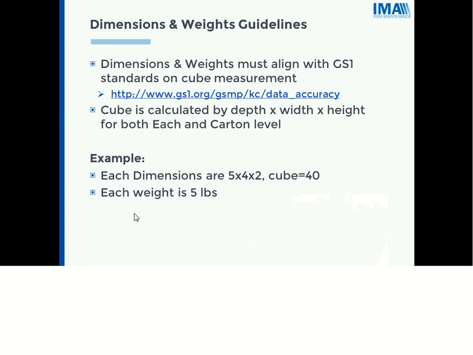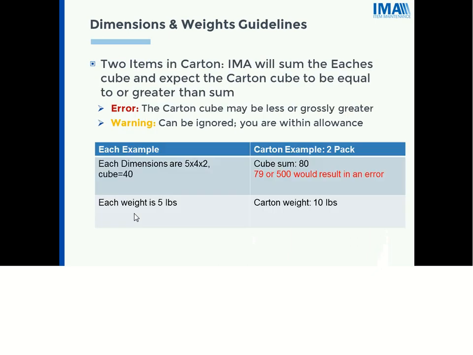So this is dimensions and weights guidelines. Dimensions and weights have to align with the GS1 standards for cube measurement. So they calculate the cube by depth times width times height. That's done at both the each and the carton level. So in this example, if the dimensions for that each are 5 by 4 by 2, then the cube for that each would be 40. And then let's say that each weighs 5 pounds.